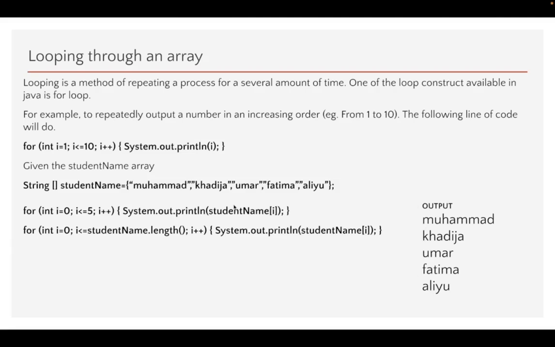We can also achieve the same thing by using a method called length, rather than counting the elements within this array and specifying the value here. In a case where we don't actually know the size of an array, or the size is too lengthy for us to count, we can simply make use of the length method. This method simply returns the size of that array for us. So by saying i is less than studentName.length, studentName signifies the size of this array. The same logic applies for incrementing, and it gives the same output.